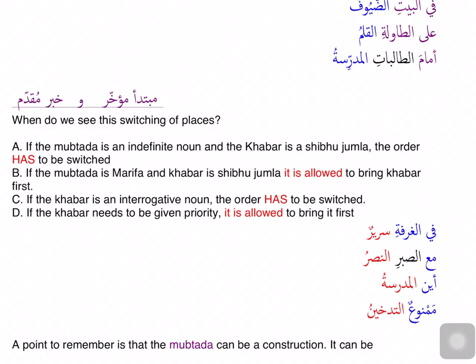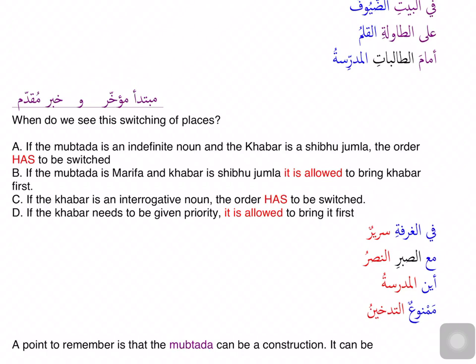In one instance, the mubtada has to be delayed when it is a nakira noun, because remember we said that for the thing to be called a mubtada, it had to be a marifa noun. If it is a nakira noun and its khabar is a shibu jumla, it is forced to come later. Okay, so fil ghurfati sarirun. In the room is a bed.